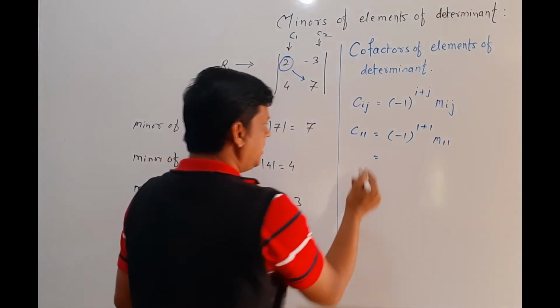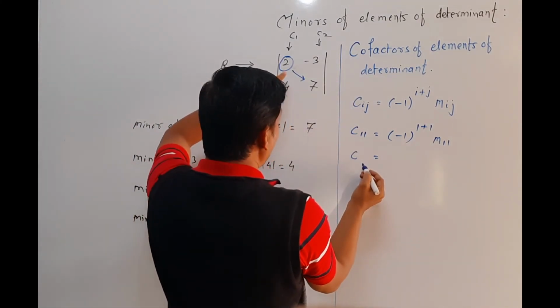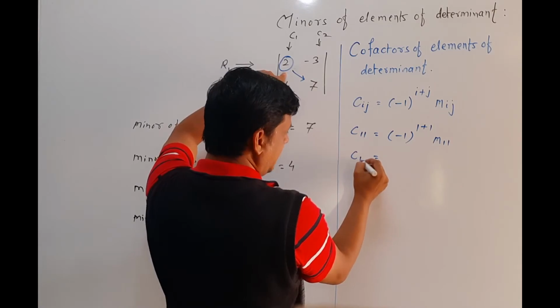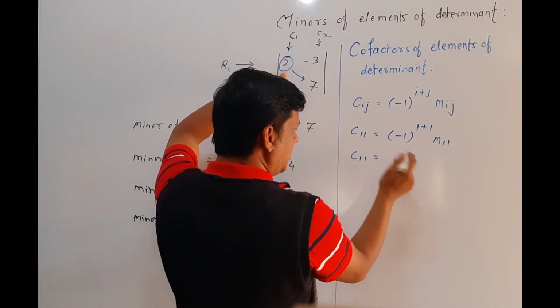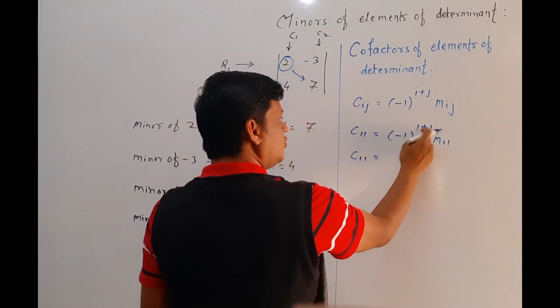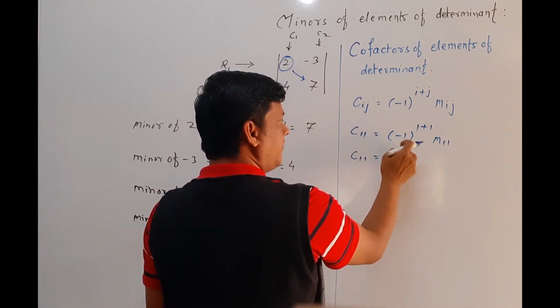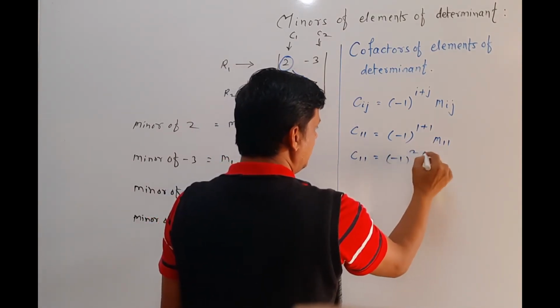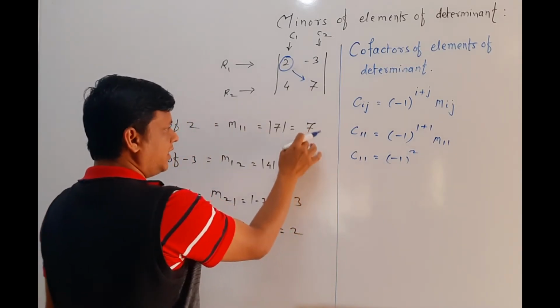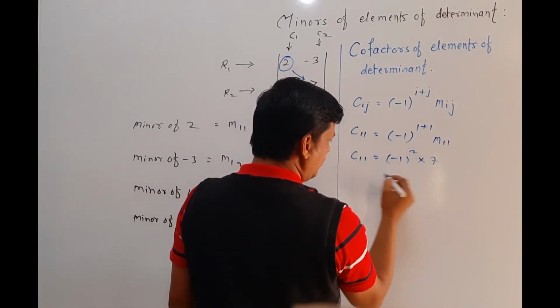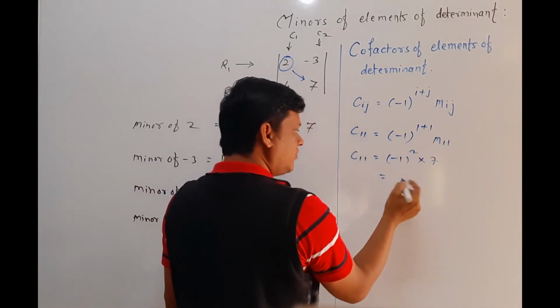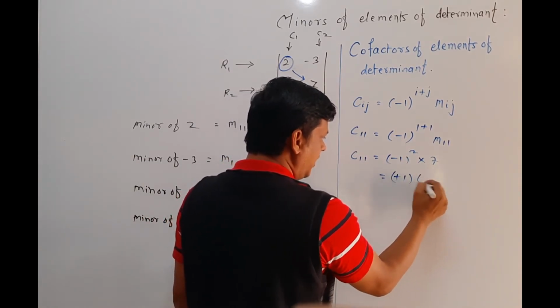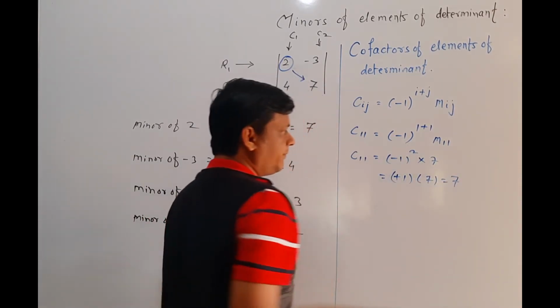So we write the cofactor of this 2, represented by C11, is equal to -1 raised to the power 1 plus 1. So we get -1 raised to the power 2. M11 is 7. So -1 squared is plus 1, and 1 into 7 is equal to 7.